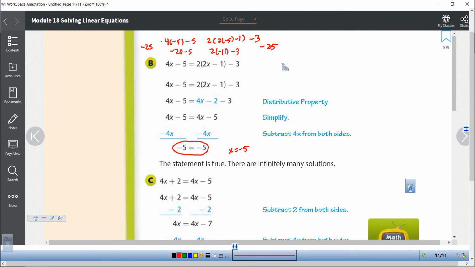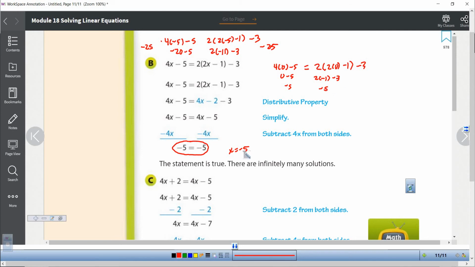Let's try 0, because 0 is a great, easy number to do math with. 4 times 0 minus 5 equals 2 times 2 times 0 minus 1 minus 3. Well, 4 times 0 is 0, right? 0 minus 5 is negative 5. 2 times 0 is 0. Minus 1 is negative 1. So this becomes 2 times negative 1 minus 3. Well, that is also negative 5, negative 5.